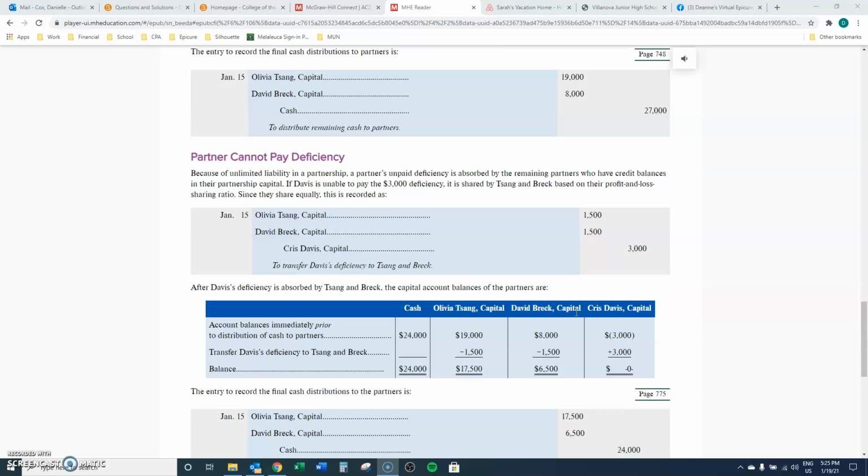The other alternative is if the partner cannot pay the deficiency. If they can't, or refuse to pay it back to the partnership, it's absorbed by the remaining partners. So there was a $3,000 deficiency, so to bring Chris's capital account back to zero, there was a debit balance, so it needs to be credited $3,000, and each of the remaining partners shares in that deficiency, and they each take $1,500 as a debit to their capital account.